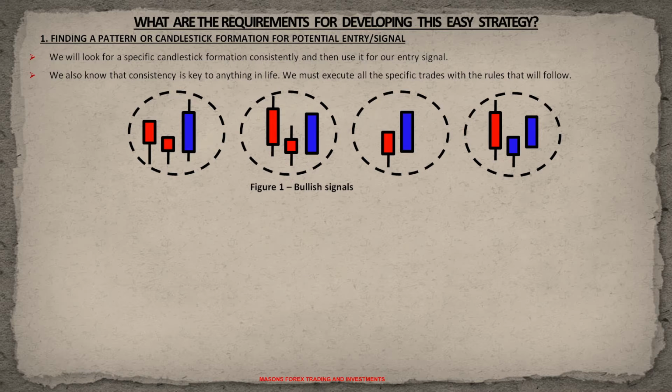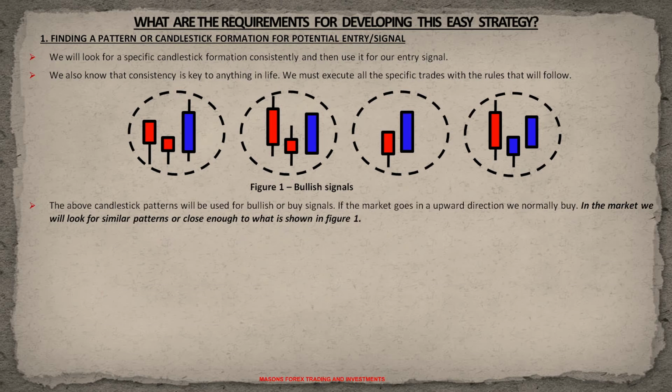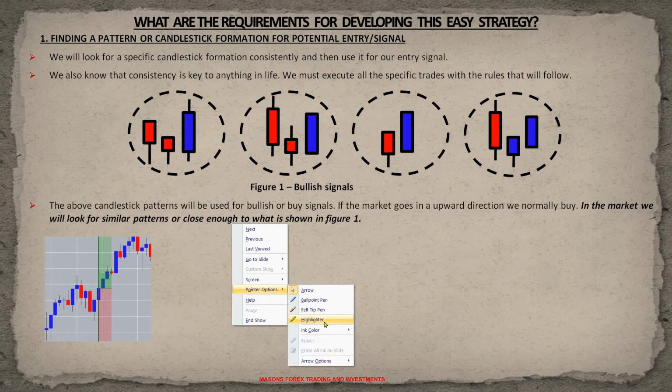Here we have some examples of bullish signals. The above candlestick patterns will be used for bullish or buy signals. If the market goes in an upward direction, we normally buy. In the market, we will look for similar patterns or close enough to what is shown in figure 1. Here we have a live example from the market.